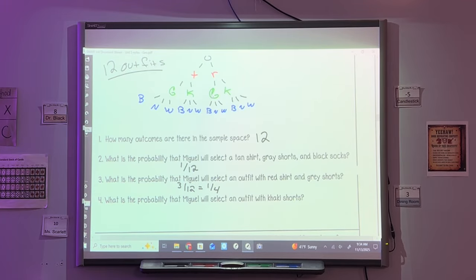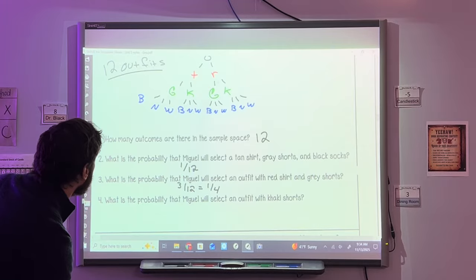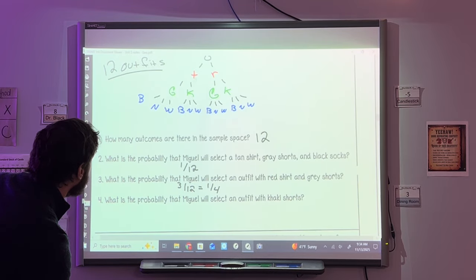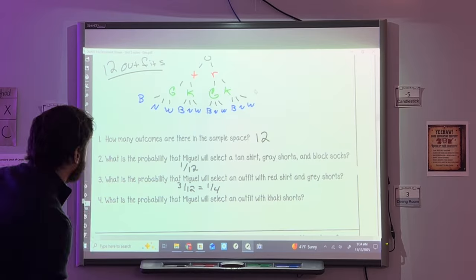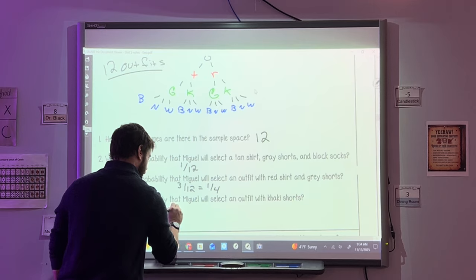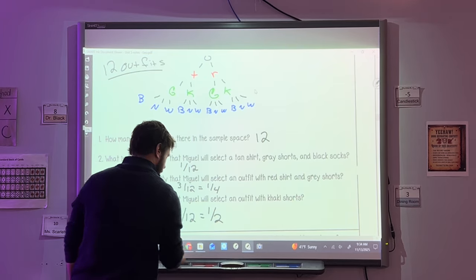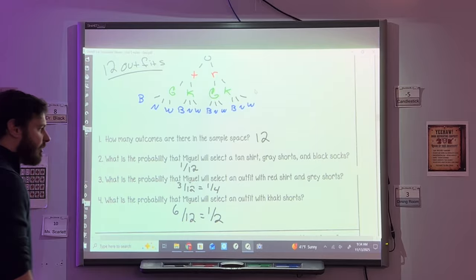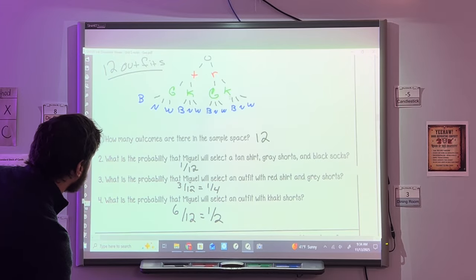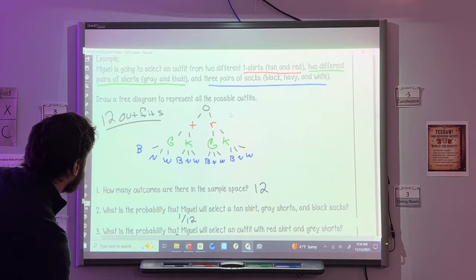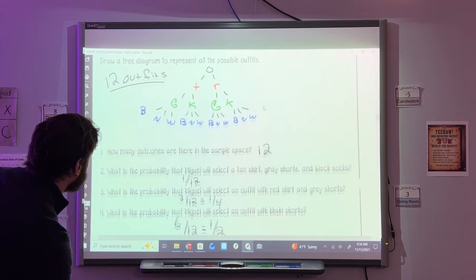What is the probability he will select an outfit with khaki shorts? Okay. So if he has khaki shorts, it doesn't matter if he's wearing the tan shirt or the red shirt. He's wearing khaki shorts, 1, 2, 3, 1, 2, 3. So a total of 6 of his outfits, or half of the time. And that makes sense that it's half, because boy only has 2 shorts. Okay? He's not living large in the pants department.